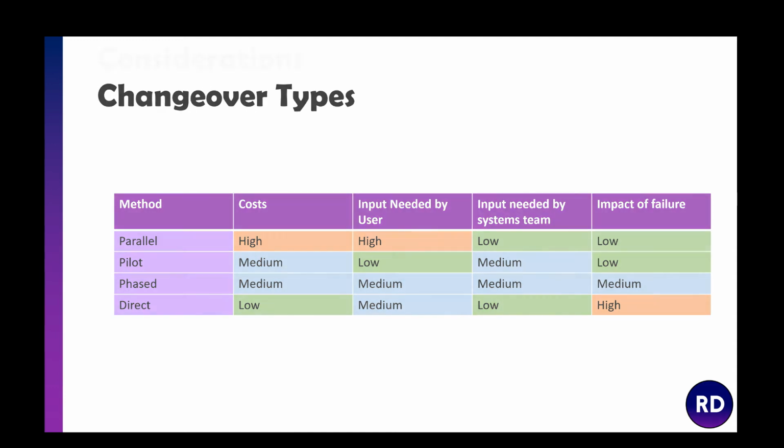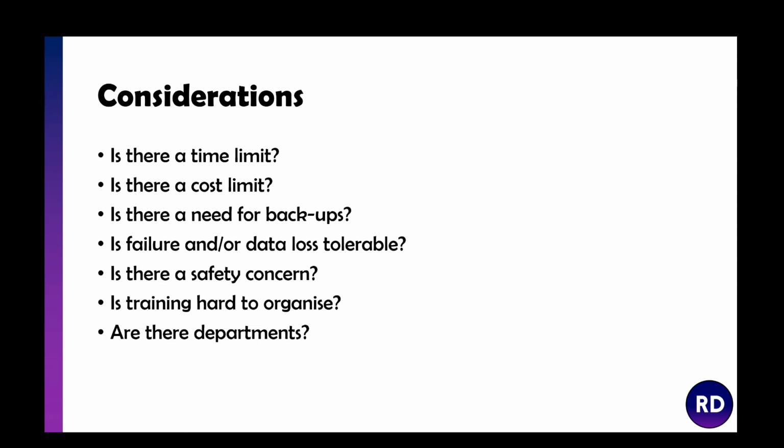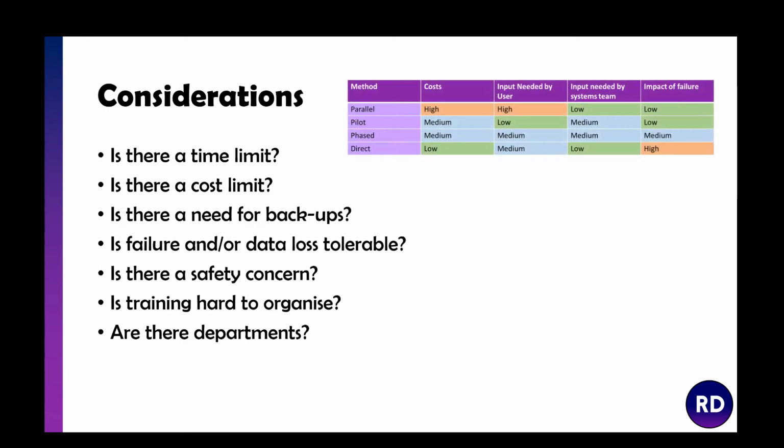So some kind of consideration. The things we need to consider when we're doing a changeover is, firstly, is there a time limit? Do we actually need to make sure that all these changes we've made need to be done by a certain date? If there is, then we need to think about what type of changeover we're going to do. Now, is there a cost limit? If it's going to cost us loads of money because we're running loads of systems, then we might have to use a more direct method.